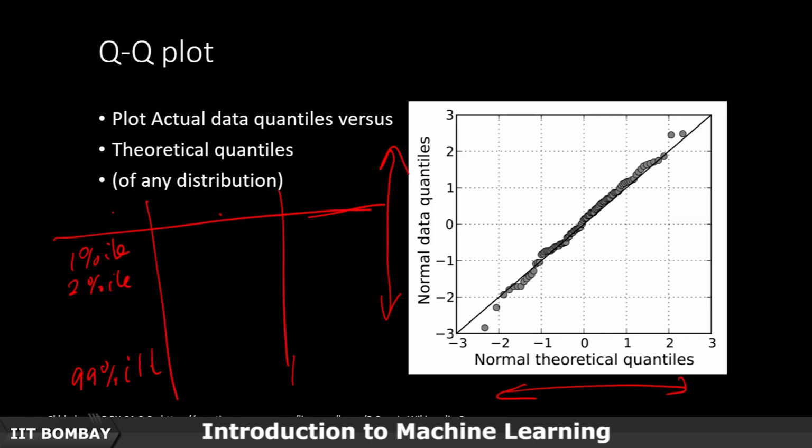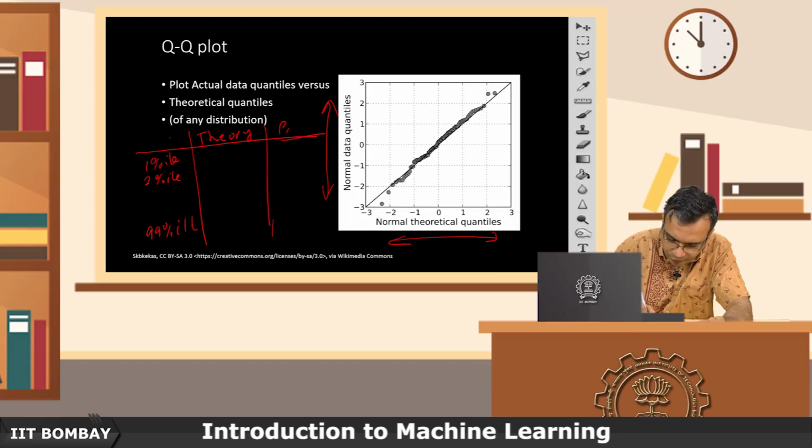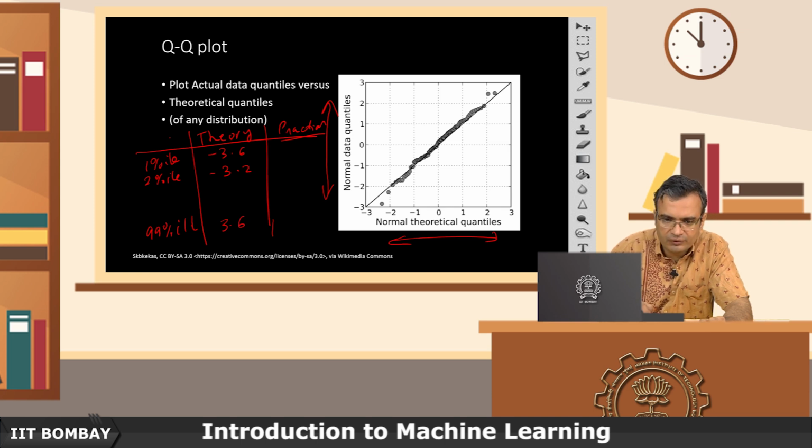So this is the theoretical Gaussian and this is the practical data point, okay. So let's say this gives us a value of minus 3.6, minus 3.2, etc., and this gives us a value of 2.4. Our standard normal Gaussian would be symmetric, so let's say it's something like 3.6, okay. And here we plot the actual values from the data.